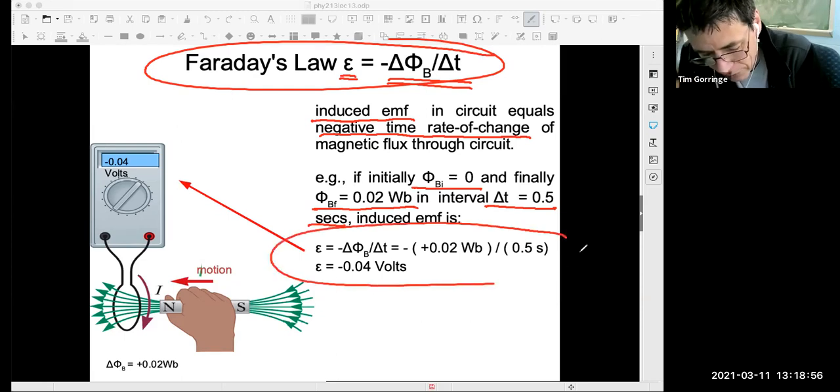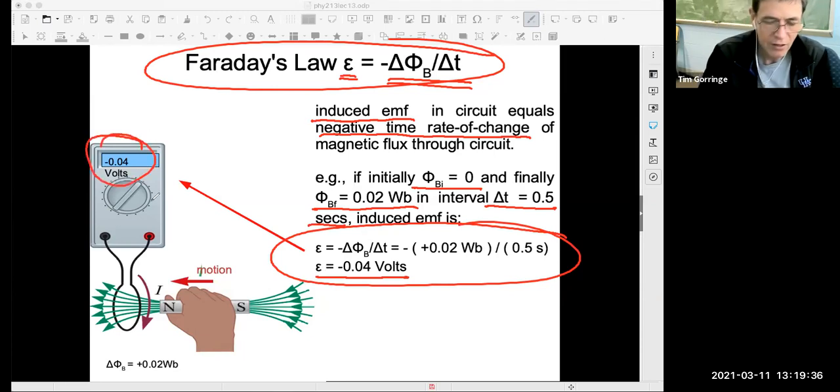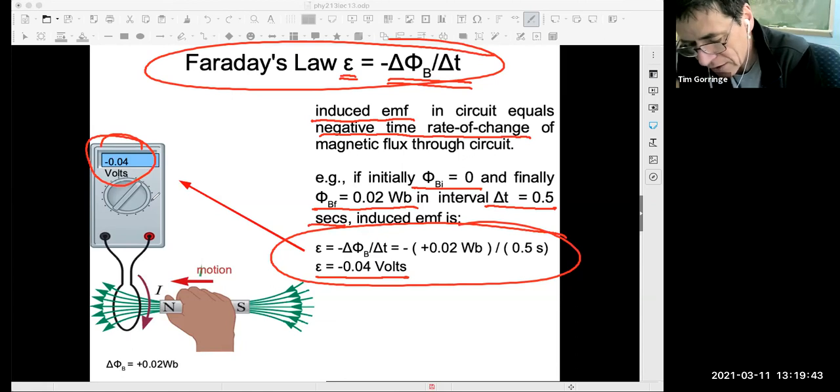Well, simple application of Faraday's law of induction. The induced EMF is the negative time rate of change of the magnetic flux. The magnetic flux changed by 0.02 Webers. The time interval was 0.2 seconds. The rate of change of the flux was 0.04 Webers per second. The negative time rate of change is a voltage that is minus 0.04 volts. And that's the signal we see in the voltmeter, in the galvanometer. So that's the law of induction.